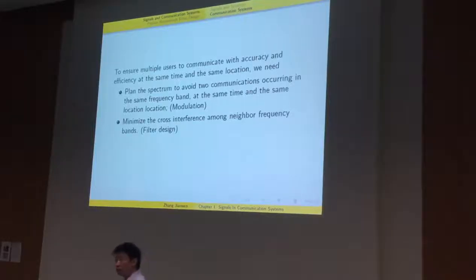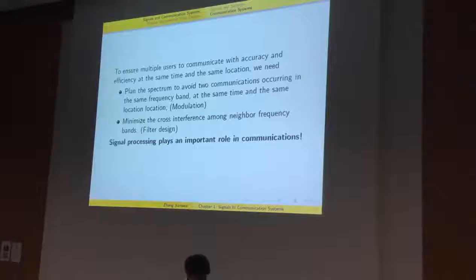In chapter 2, we will talk about one application of modulation, which is amplitude modulation. So just from these two applications, we can see signal processing is quite useful in communication. We haven't talked about source coding yet, noise suppression, or signal detection. Each of these is a big topic in communication. We just look at two simple problems: how to share the spectrum among multiple people. So we have these two problems, modulation and filtering. We look at filter design first.